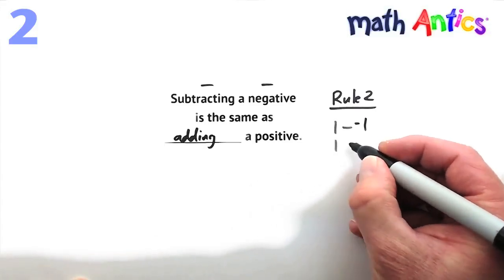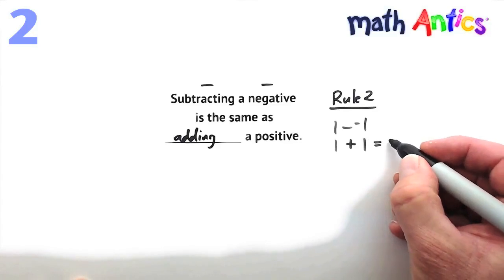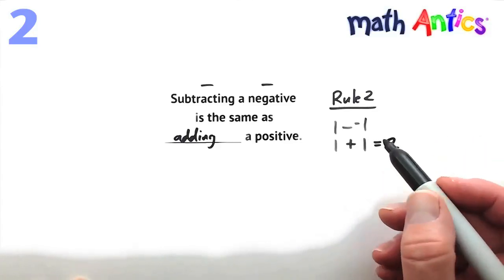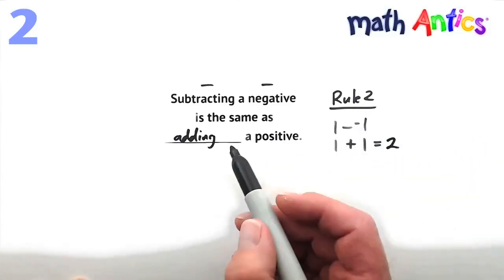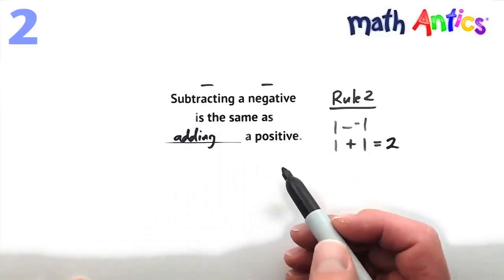You can change it to 1 plus 1. Addition, which is an easy problem also. We know the answer to that is 2. So rule number 2 shows us that subtracting a negative is the same as adding a positive.